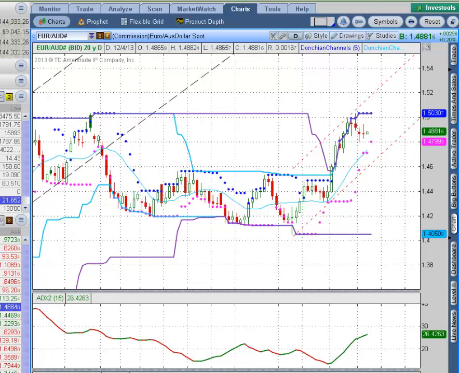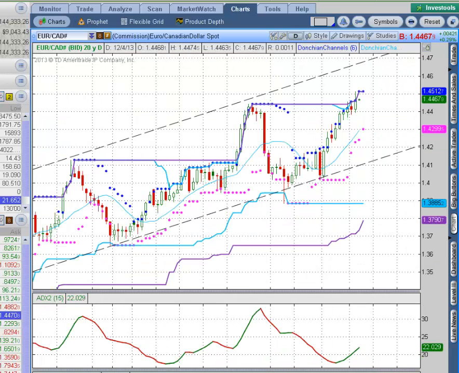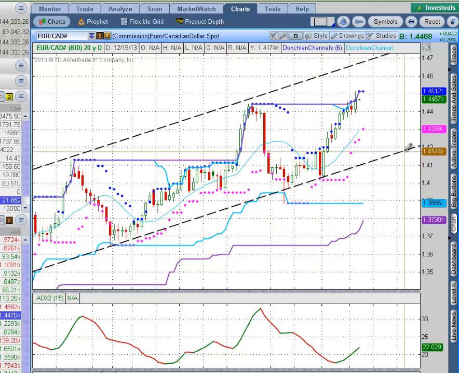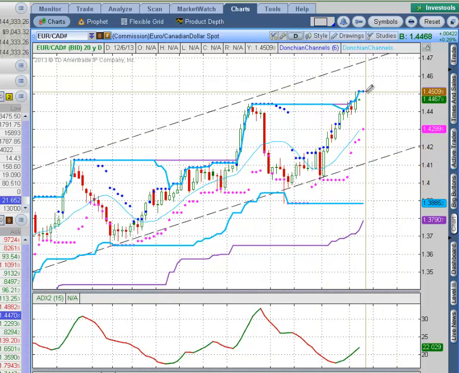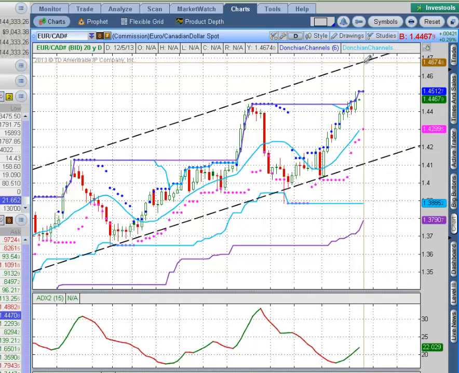Let's quickly look at the price charts for the other 5 qualified pairs. Here's the Euro Aussie dollar. As you can see, we're in a short-term uptrend. However, we find longer-term resistance at 1.5031. Here's the Euro Canadian dollar. We are in a longer-term uptrend channel. However, the price is beginning to approach the upper edge of the channel.